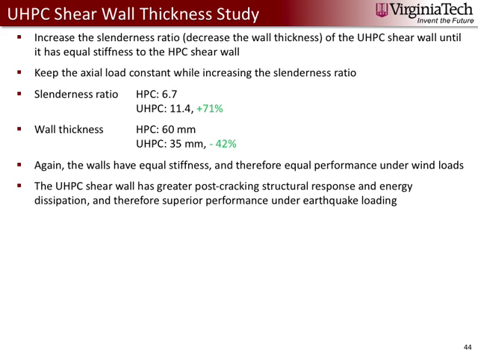So you'll see the results in a second, but we've determined that we can increase the slenderness ratio from HPC to UHPC by 71%, or in other words, we can decrease the thickness by 42%. And again, the walls have equal stiffness and therefore equal performance under wind loading, as elastic stiffness is what determines the performance under wind loading for shear walls. And the UHPC shear wall has greater post-cracking structural response even with the decreased thickness and energy dissipation, and therefore has superior seismic performance.